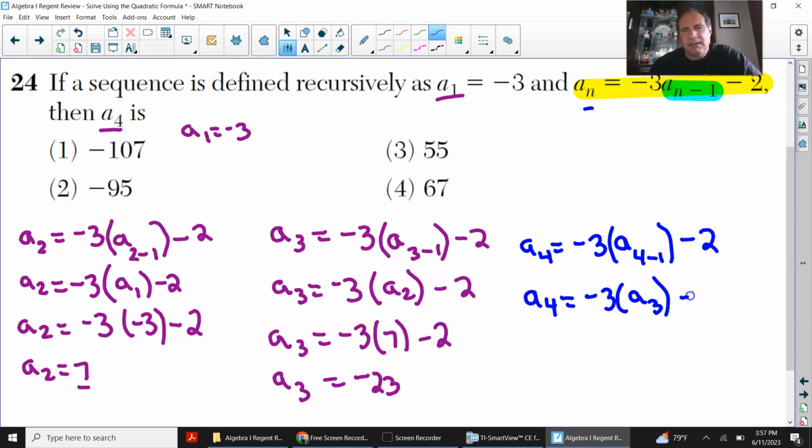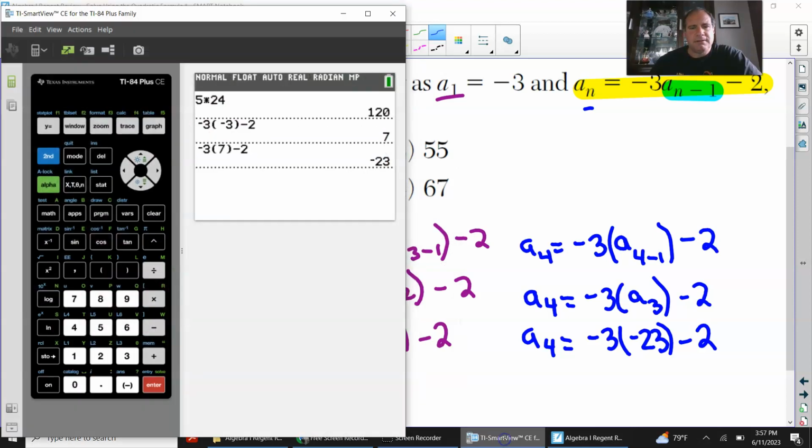A sub 3 is now multiplied by negative 3. So negative 3 times negative 23, minus 2. Whatever that is should be our answer. So I'm going to bring up the calculator again. This is negative 3, parenthesis, negative 23, close parenthesis, minus 2. And let's see what that is. That is 67. So a sub 4 equals 67.